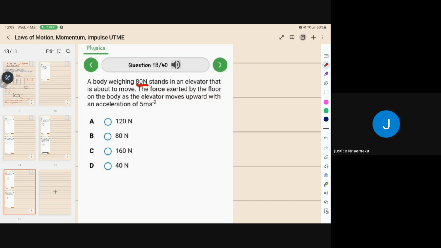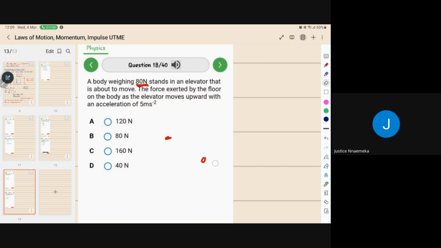Look at what they said now. A body weighing 80 Newton stands in an elevator that is about to move. The force exerted by the floor. Remember, I spent so much time explaining this. When you have a body, your weight is exerting pressure on the floor. The floor itself is acting on you as well. That force exerted on you by the floor is what you call your normal reaction force, R. So what you're looking for here is your R.